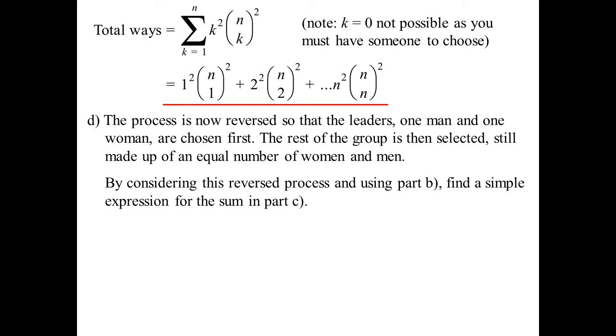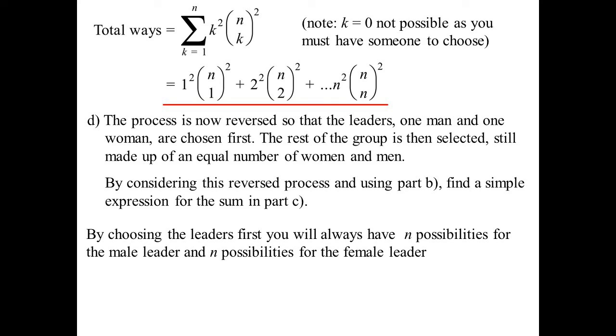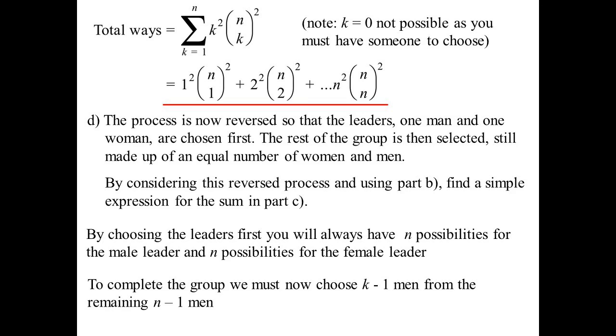So we're choosing the leaders first. We haven't got the group. So that now means I've got n possibilities, not k, because I could choose from any of the men, and same for the women. I could have any of the women. But now I've got to get the rest of the group. To form the rest of the group, I no longer have to choose k, because I've already got the leader. I now have to choose k minus 1. And I'm no longer choosing from n because I've grabbed one out to be the leader. Now I'm choosing from n minus 1 men. In other words, n minus 1 C k minus 1.